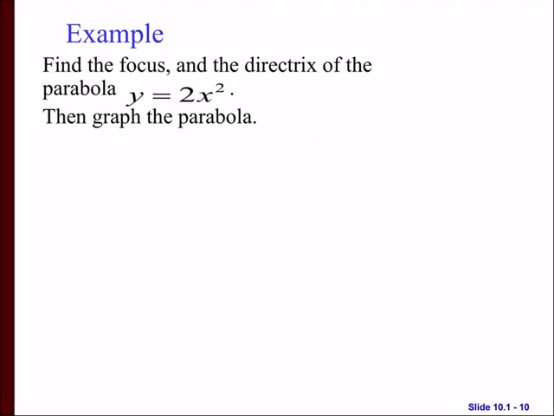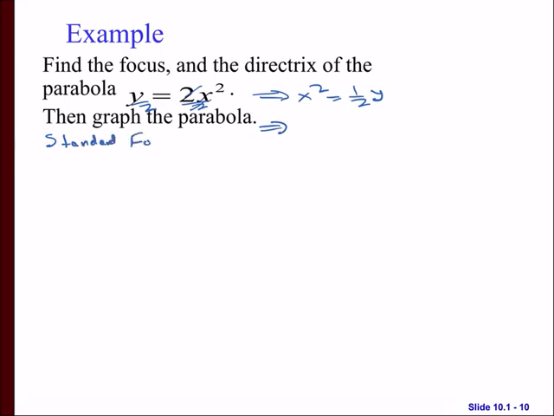Of course, first thing I'm going to do is go ahead and work on getting it in standard form. Let's go ahead and isolate the x squared term. So x squared equal 1/2 y, right? Y divided by 2. Let's multiply both sides by half. And now we've got our standard form. So again, we're trying to get it in standard form.